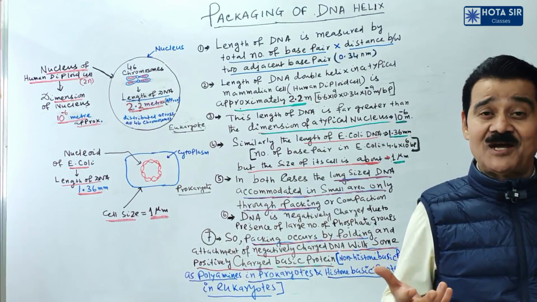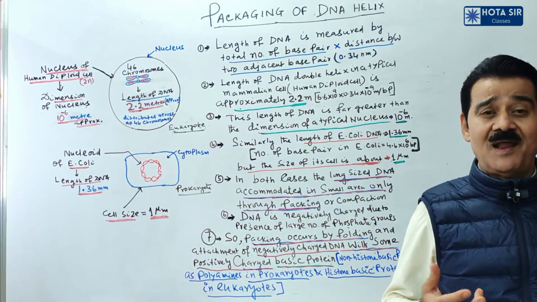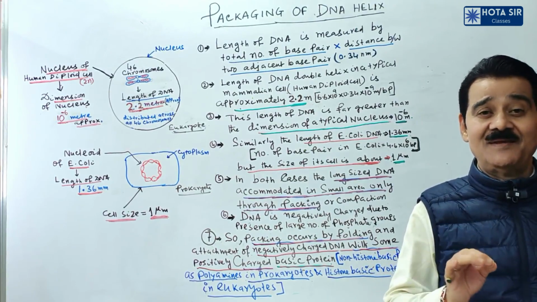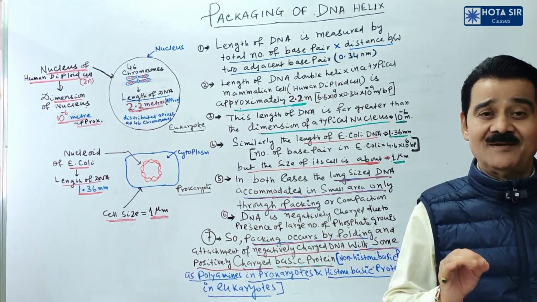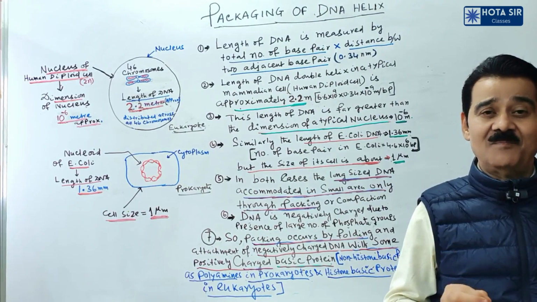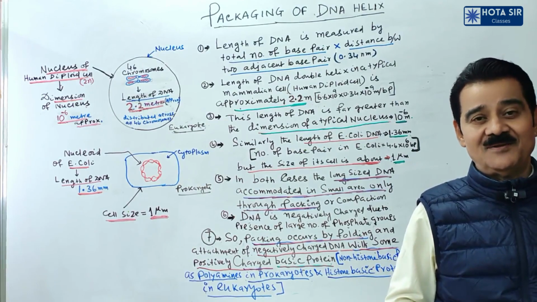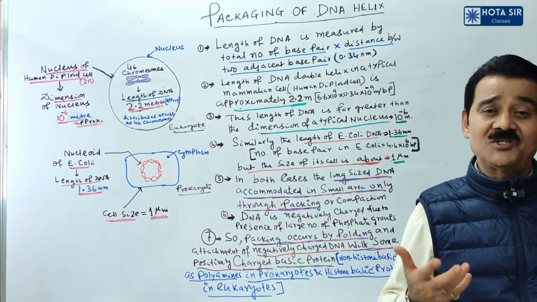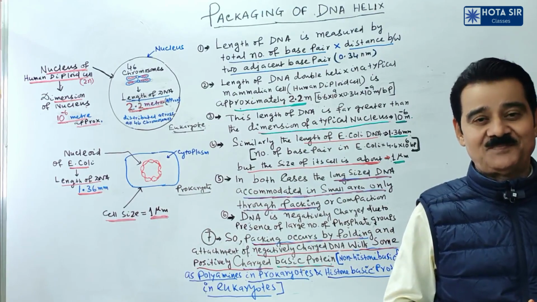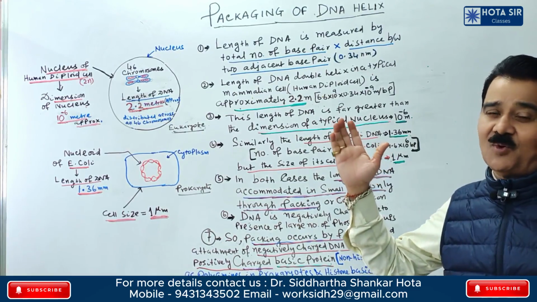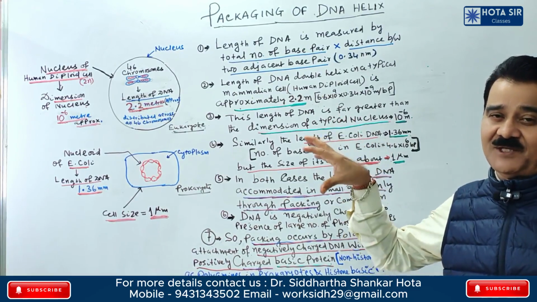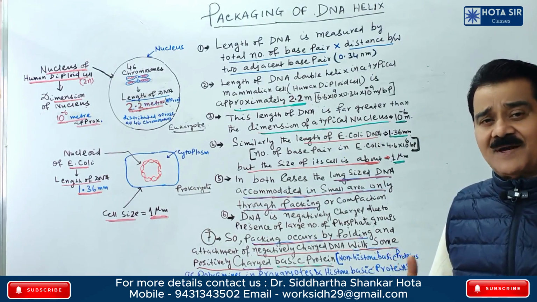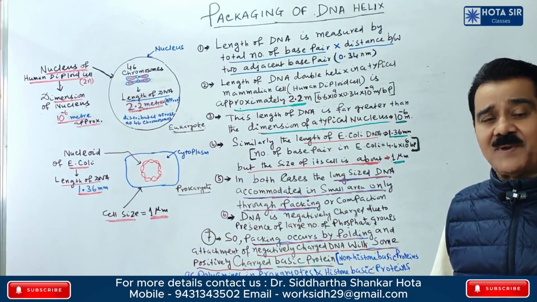DNA is negatively charged because of presence of large number of phosphate groups. In the negatively charged DNA, packaging occurs by folding of the DNA, which is brought about by certain positively charged basic proteins. Now children, have a look. The note is there of this topic in brief. You can write it down and come to the further explanation of the process of packaging.